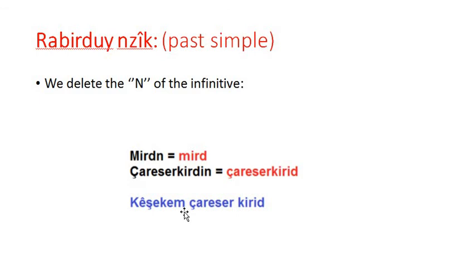You say my problem, keshakam. You don't say kesham though. You have to add ake. You have to, because it's your problem, it must be definite. Okay? So keshakam, chara serkir. Chara serkir is one verb altogether. Means I solved. I did solve.